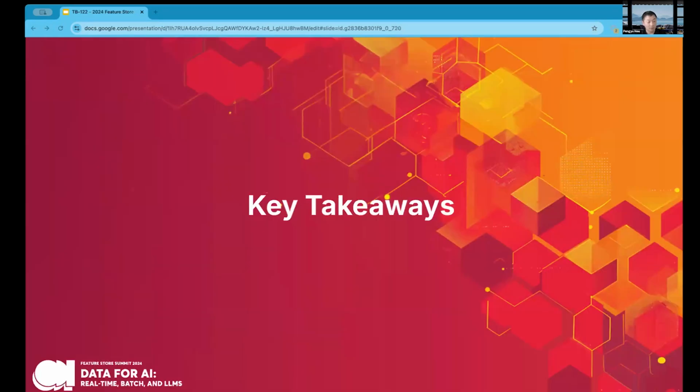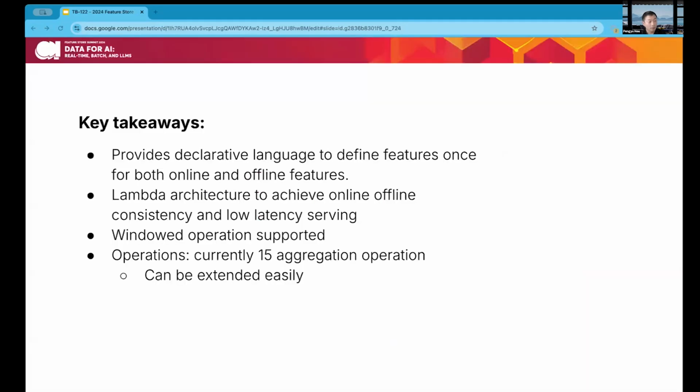All right, let's talk about the key takeaways. First, Chronon is a declarative feature engineering framework. It handles both online and offline features. We use a Lambda architecture to achieve online-offline consistency and low latency serving. Windowed operations are supported natively in Chronon. Right now we have 15 operations, and it can be extended very easily. And for those operations, we sometimes leverage some sketch algorithms to address scalability problems.